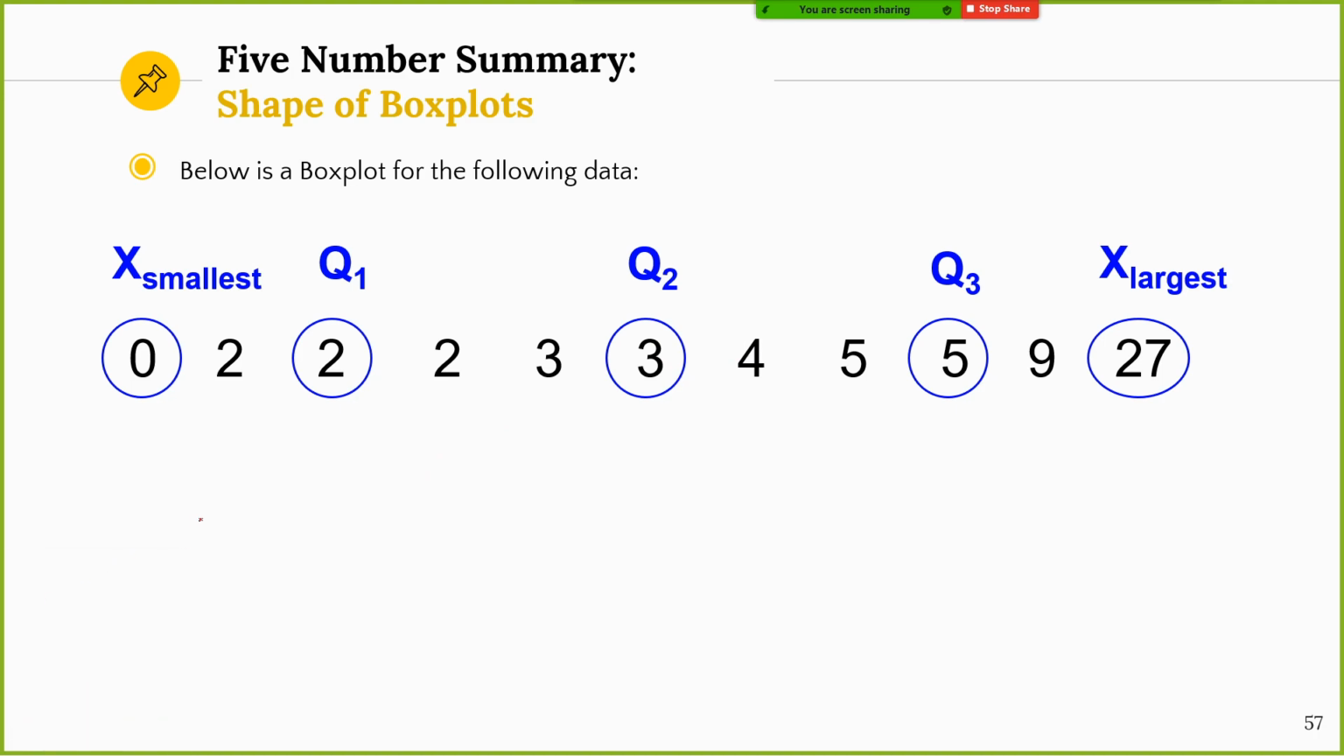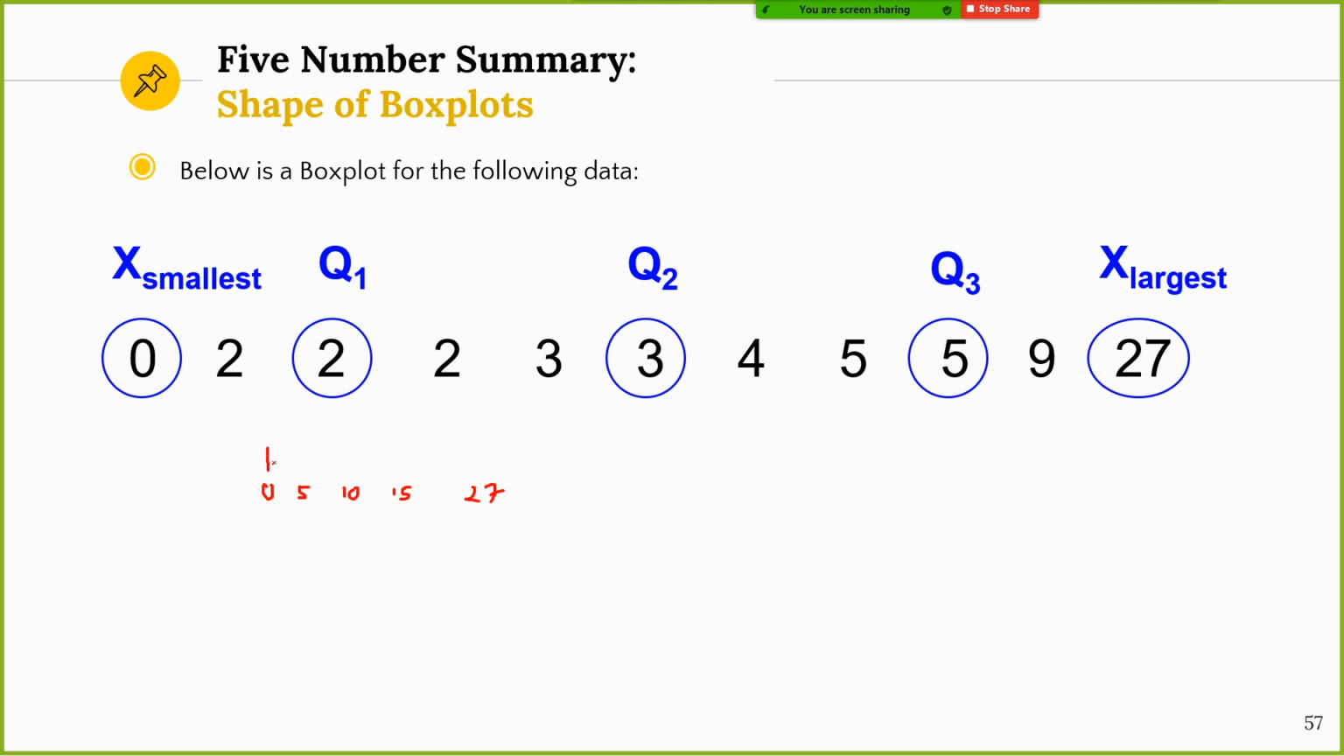Let's say I will use pen. We have the smallest, which is 0. Let's say we have 5 here, 10, 15, 20, and so on until 27. Okay, this is the range. So we have 0 as the smallest number.